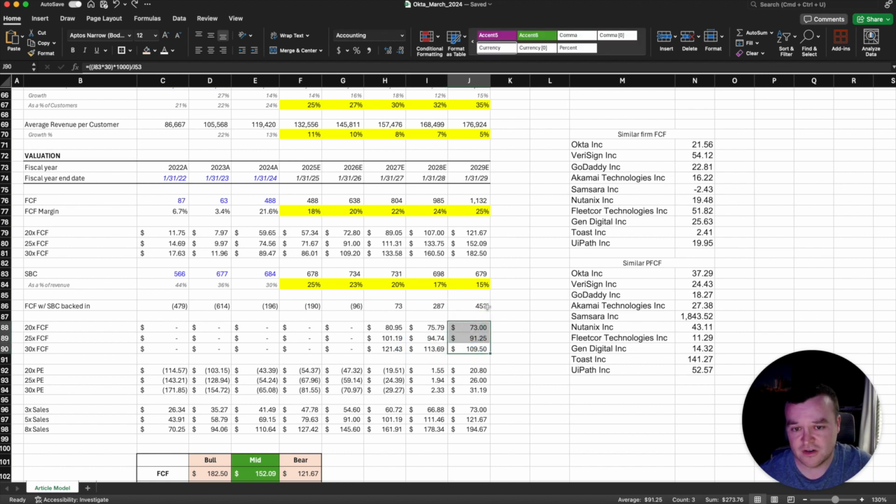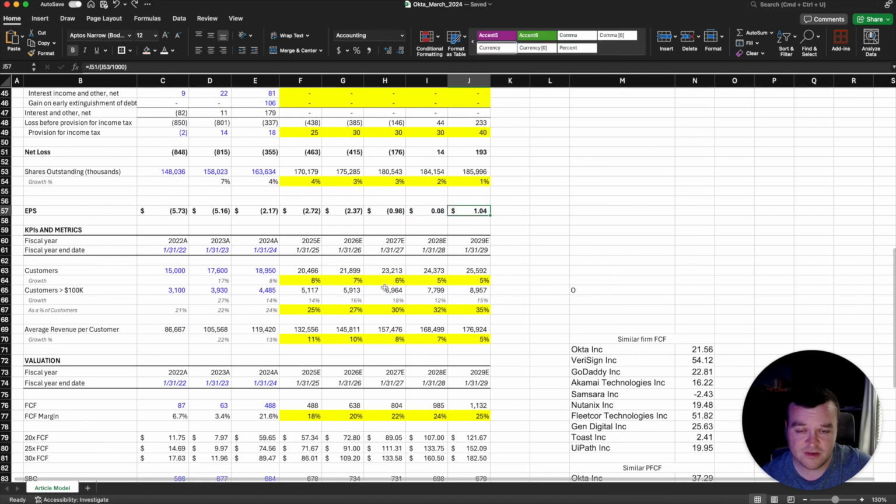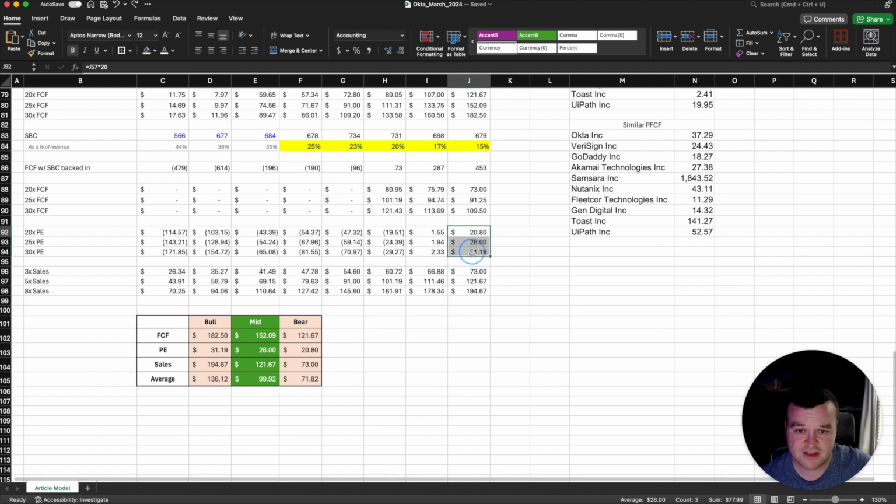If we put the stock-based compensation back in, you now have free cash flow that's a lot less at 453 million versus 1.132 billion in these estimates here. Then do a price to earnings valuation. Obviously the earnings are really, really trampled on up here, so these don't look good.